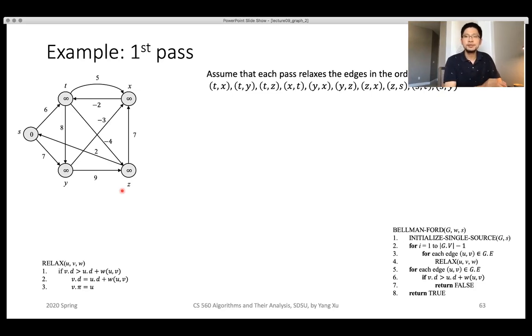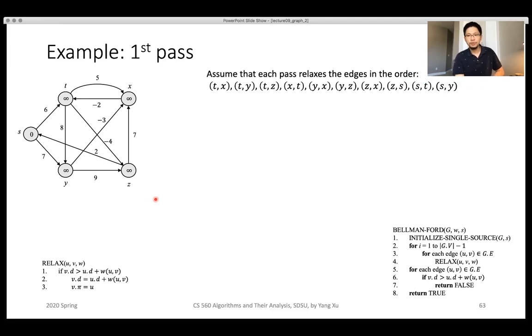Now within the first pass of the outer for loop at line 2, we assume that the edges are relaxed in this order. The edge from t to x, edge tx, will be the first one to be relaxed. I listed the pseudocode for the relax procedure here. The relaxation will be done if the d attribute of v is greater than the d of u plus the weight of the edge. Let's look at the case of tx. Currently the d attributes of both t and x are infinity, so the relax will not change anything, because infinity is not greater than infinity by the rules. Nothing will be updated.